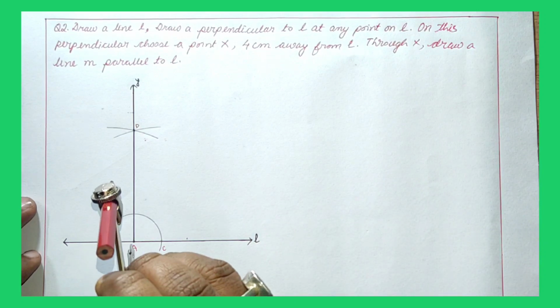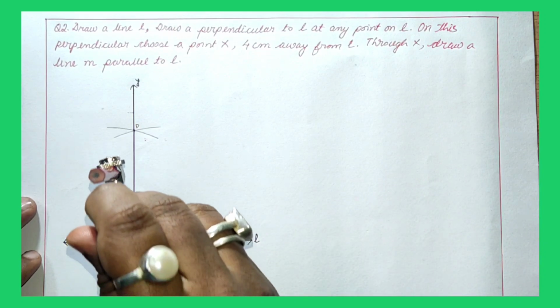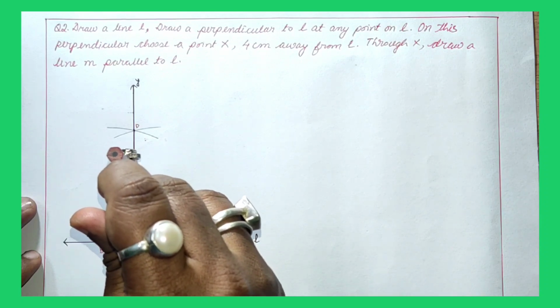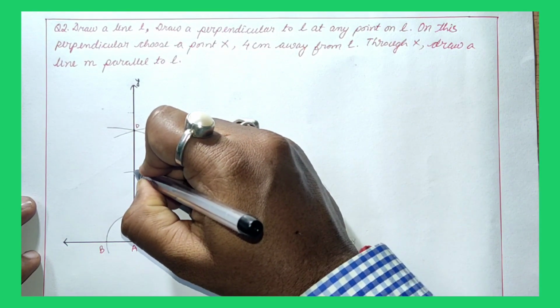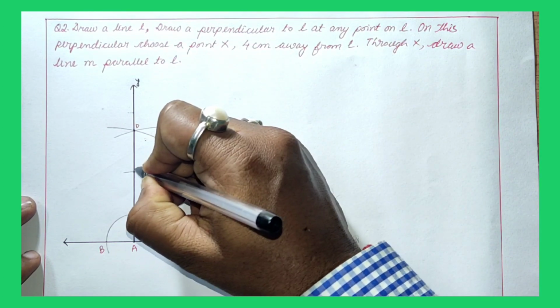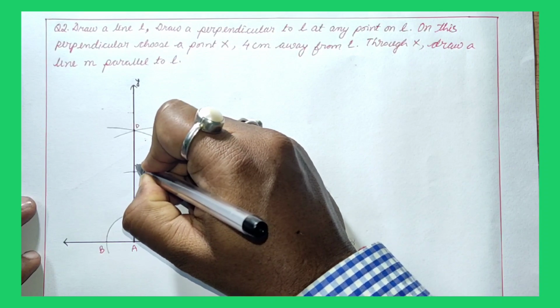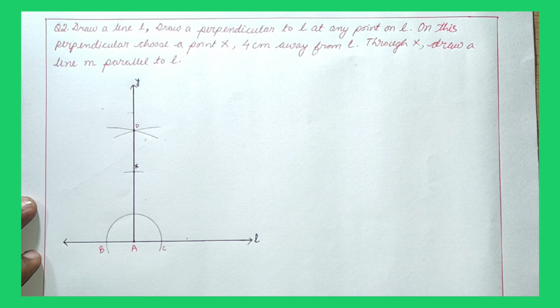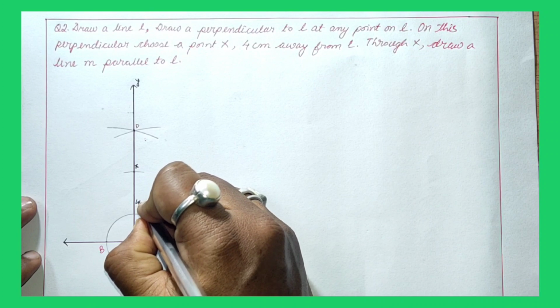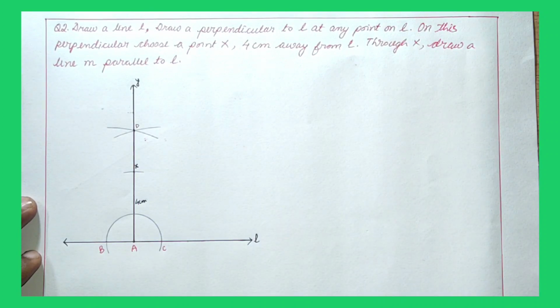And from A I will draw one 4 cm arc on the line AY. So wherever it is cutting the line AY, this point I will mark as X. So this is my X point. Okay. Now on this X, which is 4 cm away from the line L, I will draw a line M parallel to L.